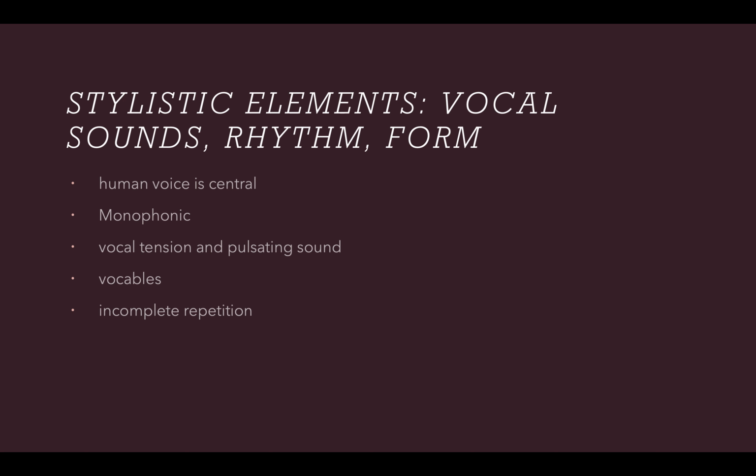Now let's turn to the stylistic elements of the music, the vocal sounds, the rhythm, and the form. Now, if any of these terms are unfamiliar to you, I recommend you go back and look at the music fundamentals sheet that was in Module 1. So songs are often monophonic, even with multiple singers. Remember, the human voice is central. As far as the vocal technique, it involves vocal tension and a pulsating sound and the use of vocables. You can review by listening again to example 12.1.